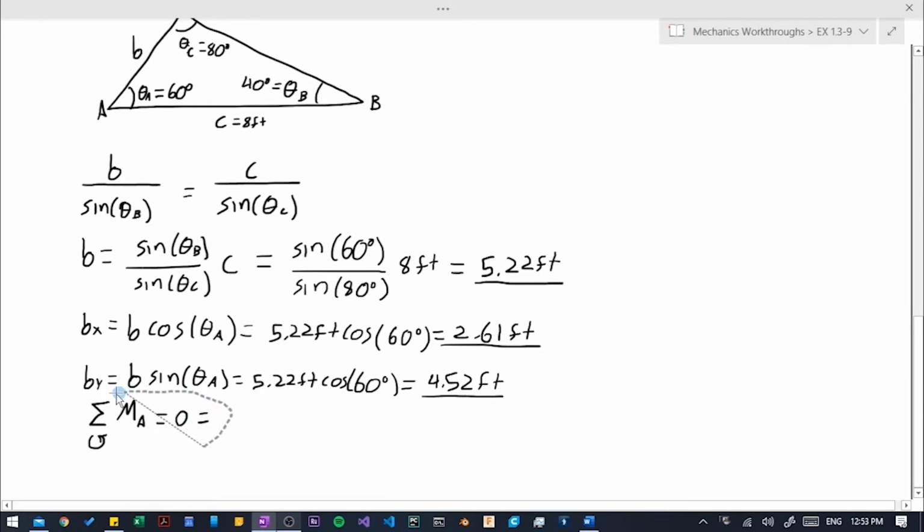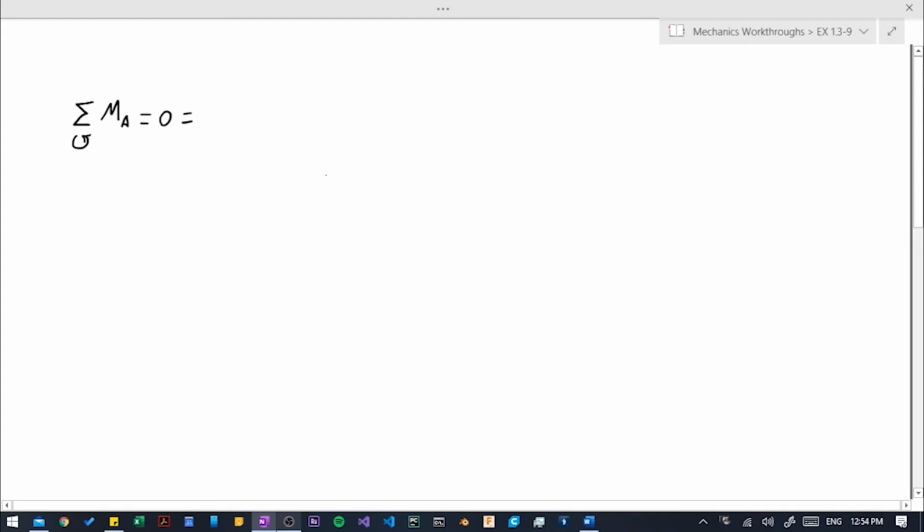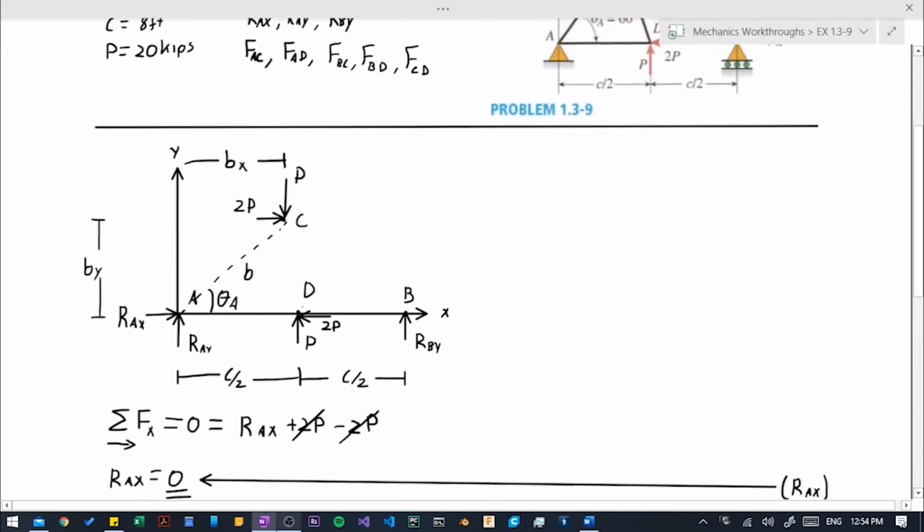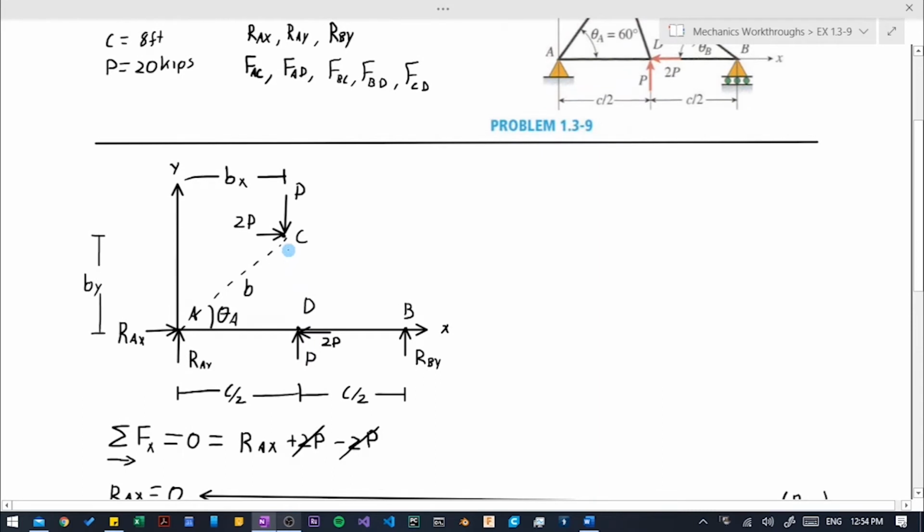All right. So now we can find our summation of moments. Let's look at our free body diagram. We can see that this force and this force, as well as this one, all have their line of action going through point A, so they will not create a moment about it. But we have these two forces here, as well as this one and the reaction at B. So we have 4 moments that we need to take into account.